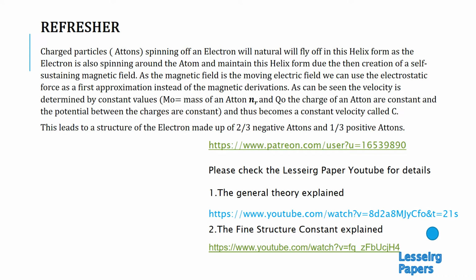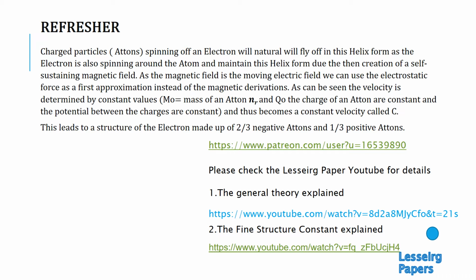For those that are new here, you can also go either to that fine structure constant video, or there are more detailed videos on my channel that explain the theory in detail. But fundamentally what we're talking about here is that there are two electromagnetic waves. One is the well-known oscillating electromagnetic field that propagates through space, and the second one is an electromagnetic wave that is made out of small charged particles, which I call attons, that originate typically from the electron.